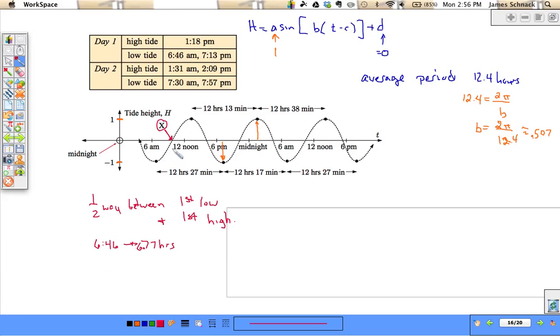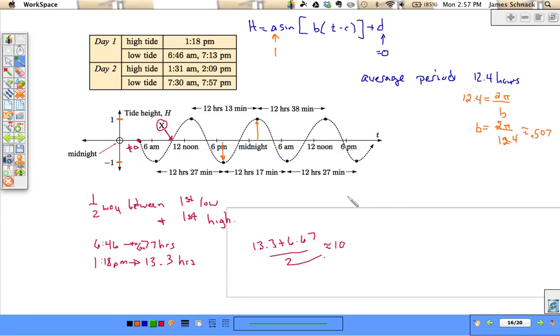And this first high tide, which was at 1:18 p.m., is like 13.3 hours. Notice it's 13.3, not 1 point something, because we're talking about time equals 0 as this 12 midnight. That's t equals 0. So this middle value would be halfway between these two. So 13.3 plus 6.77 divided by 2, we get approximately 10. Is it exactly 10? No, but this equation is going to be approximately modeling our data.